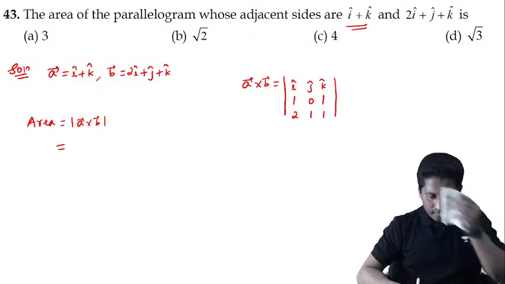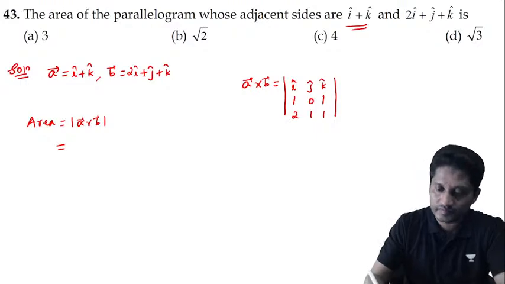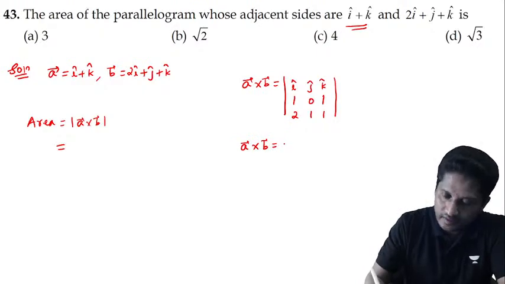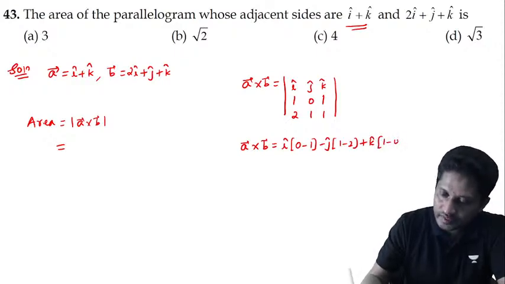If I expand this determinant, you get i into A cross B is equal to i into delete first row first column, you get 0 minus 1, minus j into delete first row second column, you get 1 minus 2, plus k into delete first row last column, you will get 1 minus 0, which is equal to minus i, this is minus 1, right? So this is plus j and plus k.